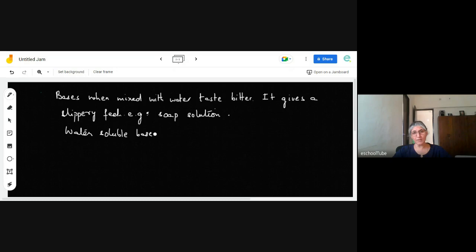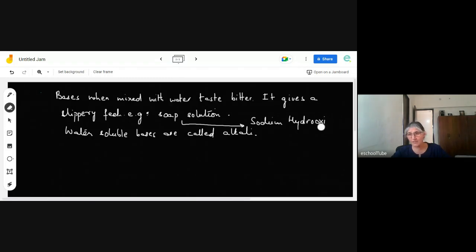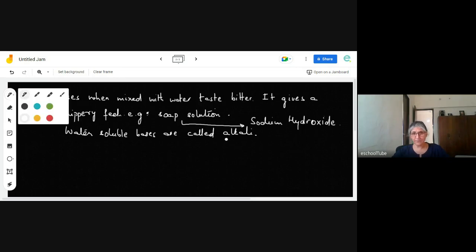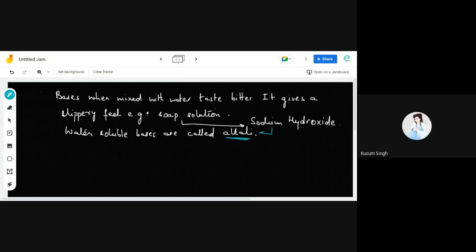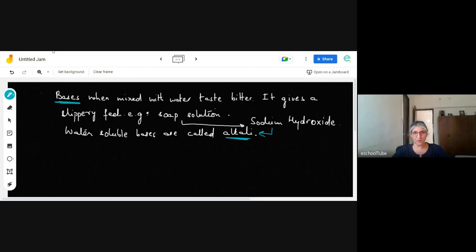So we can say water soluble bases are called alkali. अब जो ये मोस्टली जो सोप बनी होती है, that is made of a material called sodium hydroxide. सो सोडियम हाइड्रोक्साइड जो है वो वाटर में डिसॉल्व हो जाता है, तो वो क्या हो गया सोनिया? So it is called an, what is it then? Alkali. So basically they are base. Yes, they are bases. Okay.